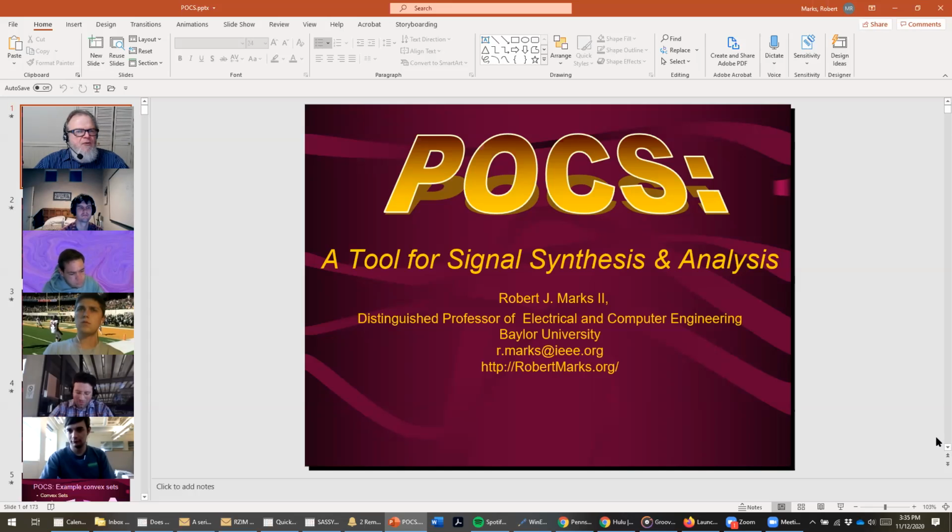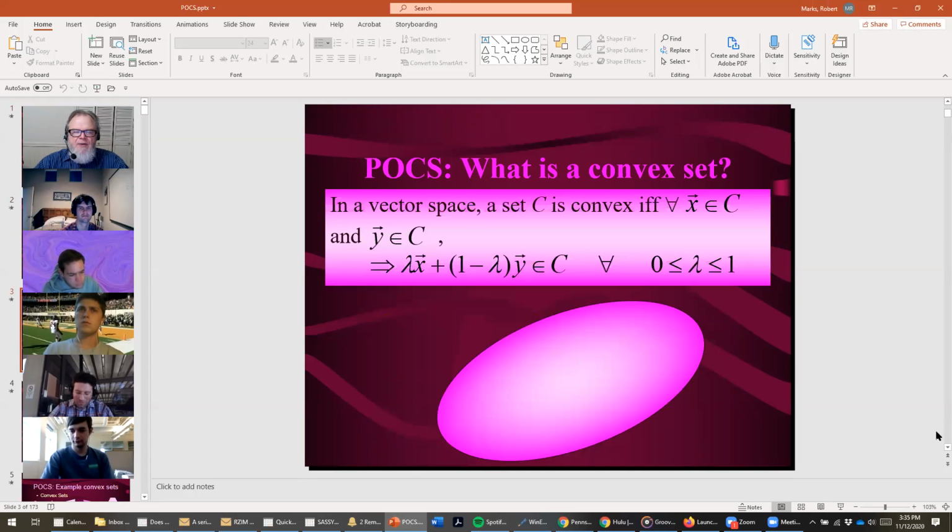So what I want to do, first of all, is paint an intuitive picture for what happens with POCS. So let's go ahead and start. In a vector space, and this could be a two-dimensional or even a three-dimensional space, a set is convex if and only if, for every x in C and y in C, this linear combination is in C for all lambda between 0 and 1. You look at this, and unless you sit down and digest it for a while, you kind of go, blah, blah, what does this mean? Let me give you a geometric interpretation of what this means.